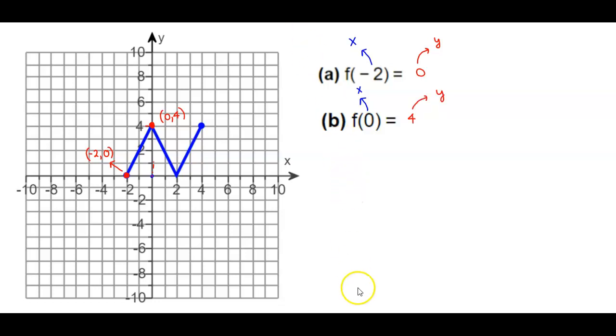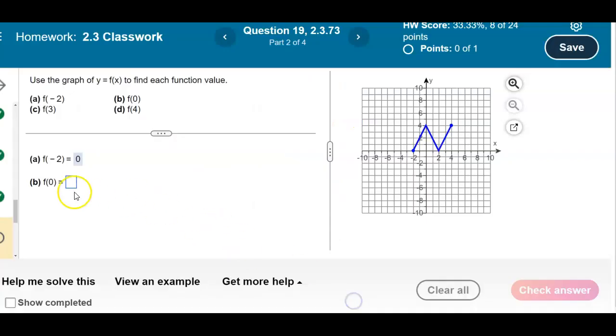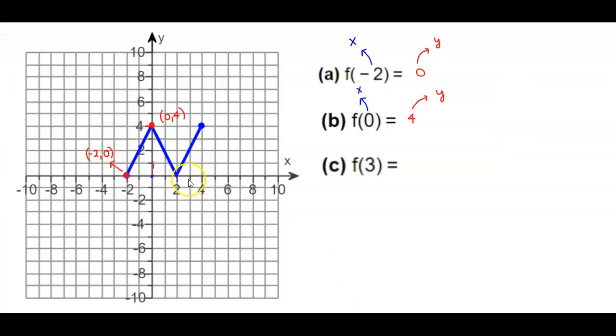So let's go ahead and put that answer in here. We got 4. Let's check our answer, and there is our result. Now we want to find f of 3. So let's go ahead and do that. So now we want to locate where is 3. Now remember that this tells us that the value of x represents 3.